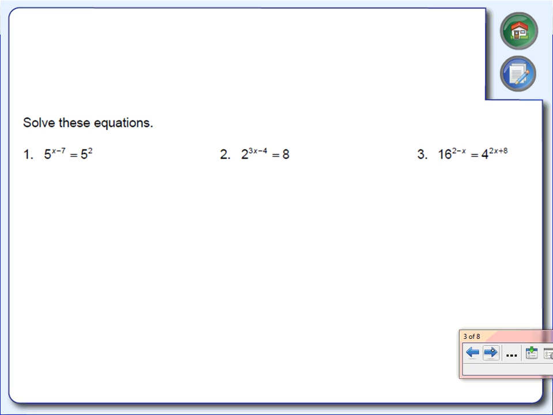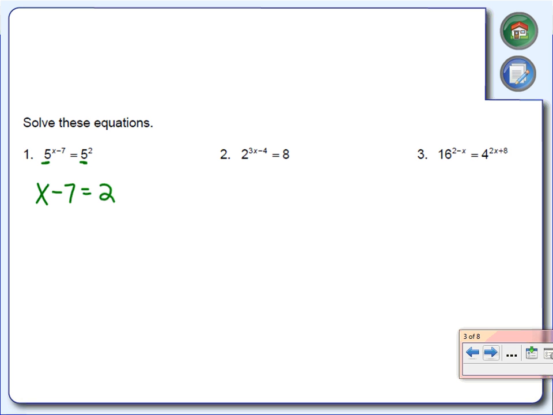Look at number 1. My first question is, do they have the same base? Yes. Notice how we have a 5 for the base here and a 5 for the base here. And because that's the case, all we have to do is take the two exponents and set them equal to each other. Which means I'm going to do x minus 7 equals 2. Those are the two exponents. I'm just setting them equal to each other. At this point, it's just the equation, just like you've seen back in Algebra 1 and geometry. We're going to solve for x.